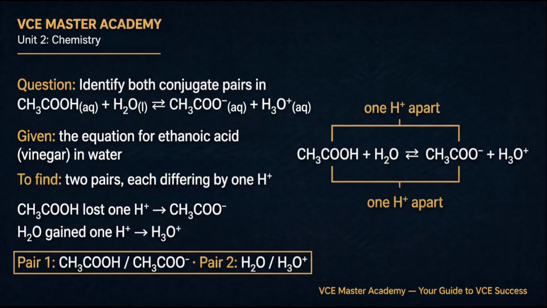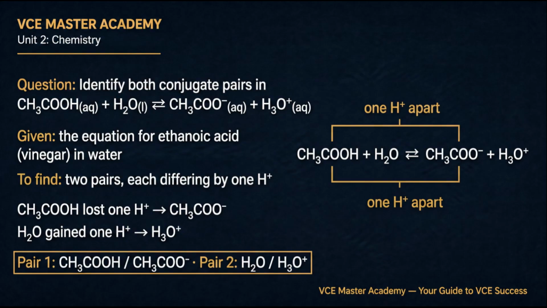CH3COOH becomes CH3COO-. Same atoms, 1 hydrogen fewer, charge one step down. That's a legal pair. Water becomes hydronium. One hydrogen more, charge one step up. Legal pair number 2. Box them. Pair 1, ethanoic acid and ethanoate. Pair 2, water and hydronium.